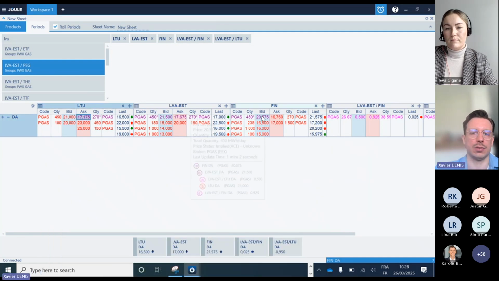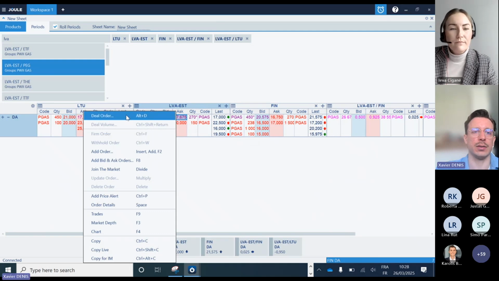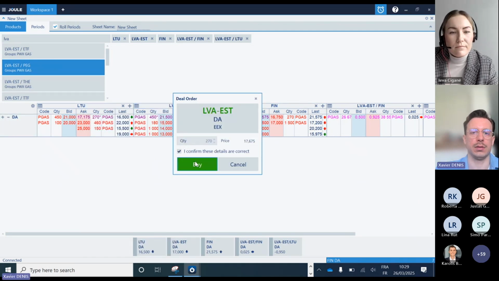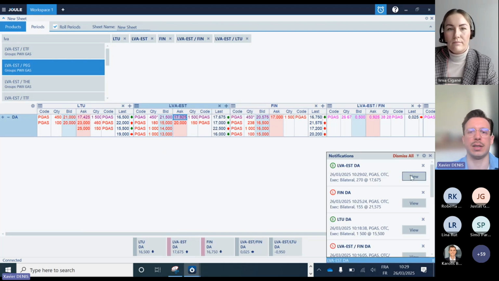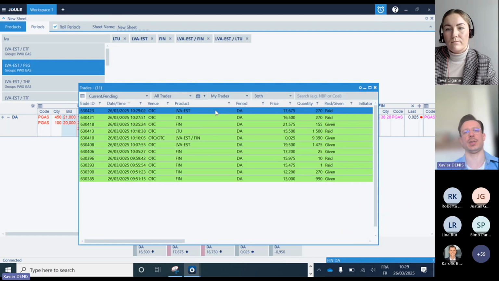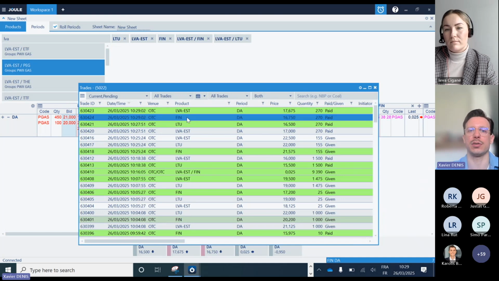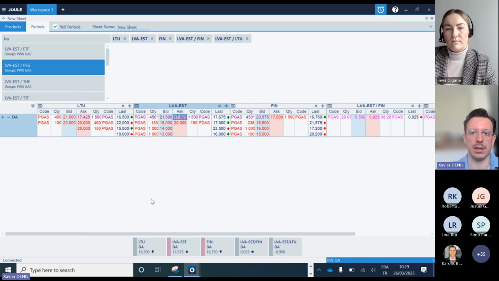Let me just demonstrate to you again, just another trade. So here you click, I confirm the details are correct, and you trade again. So this time I do have a Latvia-Estonia in my trade confirmation window. And here in all trades, I have another leg for the counterpart on Finland. So that will be it for me.